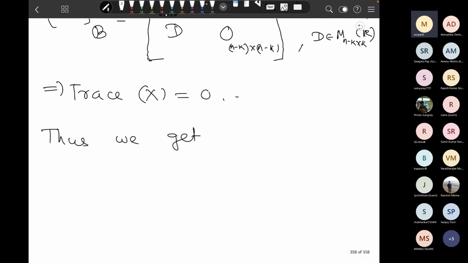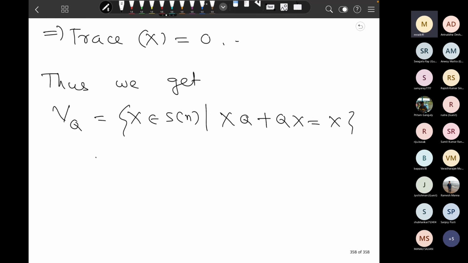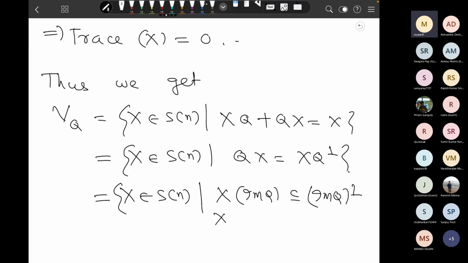So thus we get VQ is really the set of X belonging to Sn so that XQ plus QX is equal to X, and equivalently X belongs to Sn so that QX is equal to XQ par, and third, X belongs to Sn so that X of image of Q is contained inside image of Q par, and X of image of Q par is contained inside image of Q.